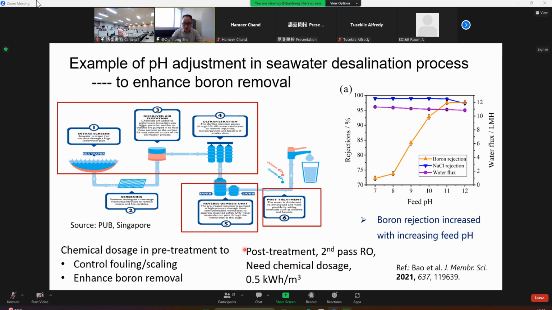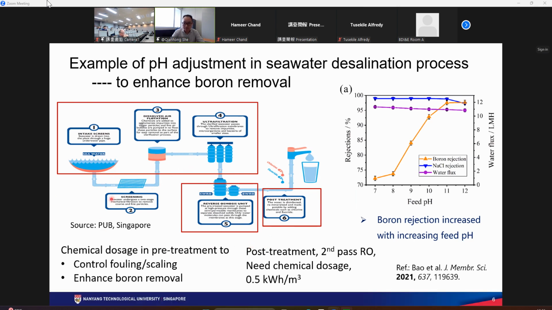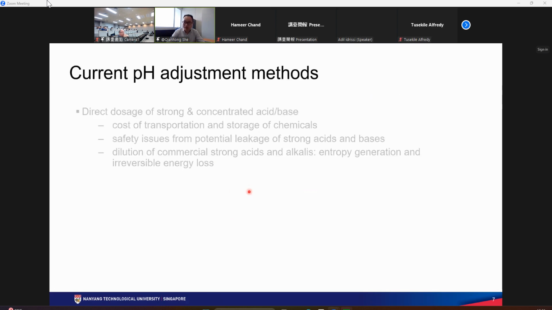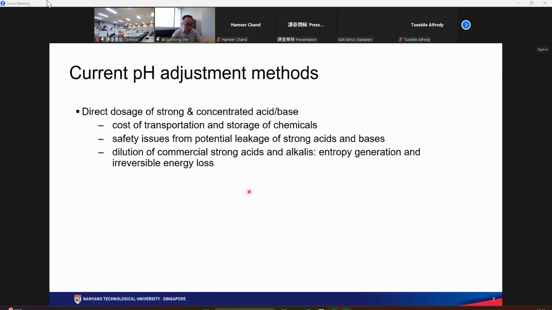And in the seawater desalination plant, not only the second pass RO will need to use chemicals, but in the pretreatment, chemicals are also dosed to enhance the treatment efficiency and to reduce or mitigate the fouling or scaling on the SWR membrane. So as we said, pH is very important. So currently, how do we adjust the pH? I think the direct way is to dose the chemicals, dose acid or base into the water to adjust the pH.